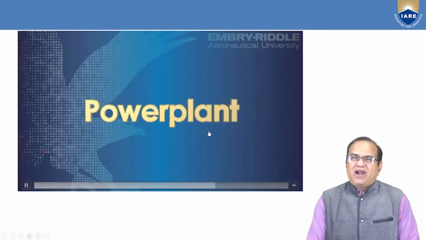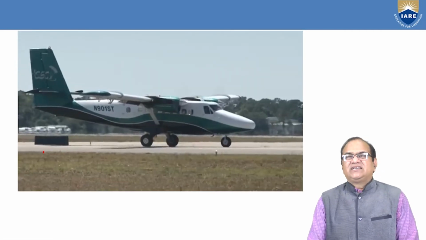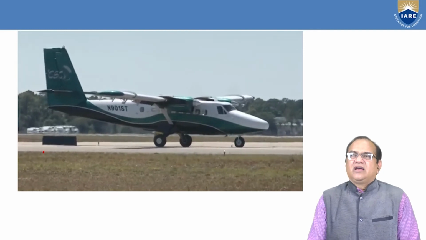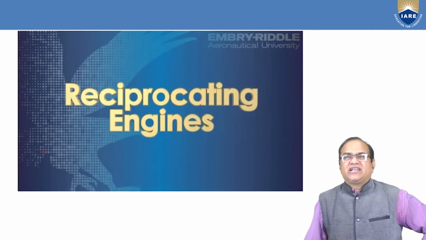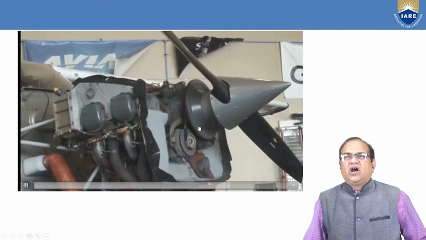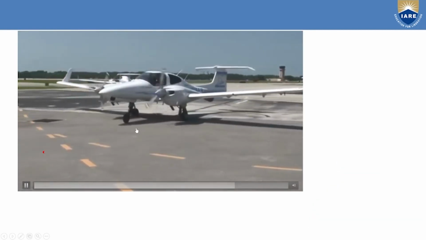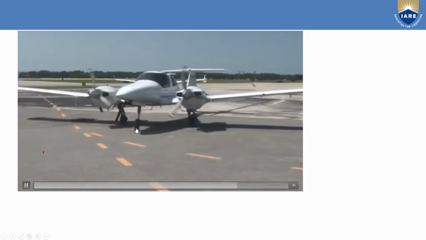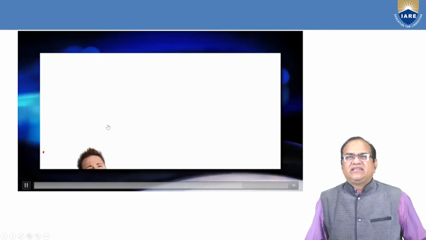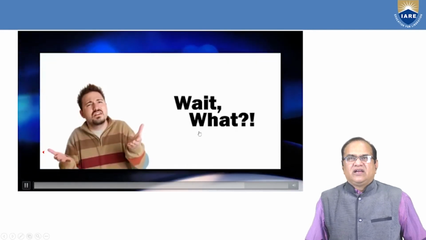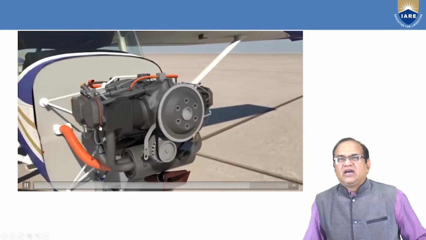Now the next part is the power plant, meaning the engine. These engines may be the IC engine, piston engine, or the rotary turbofan engine, turboshaft engine. So here we are showing the reciprocating engine. These engines work with a piston and cylinder. Two engines, both are propeller operated, and you can wait and see how these engines are working.